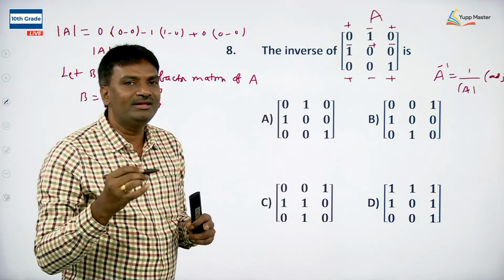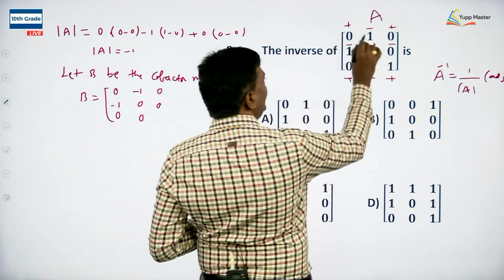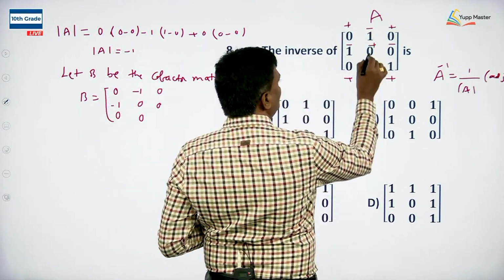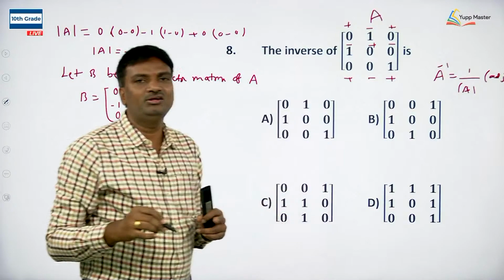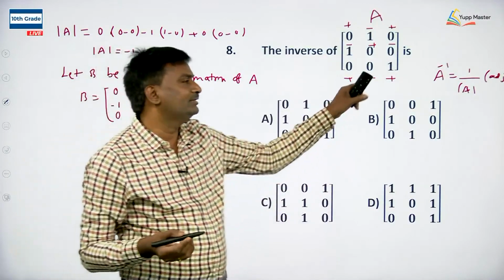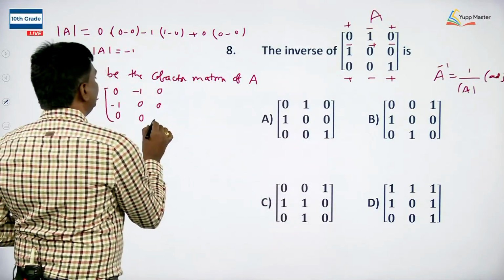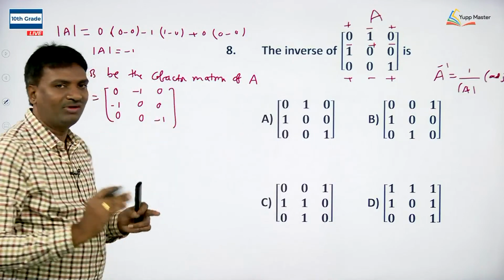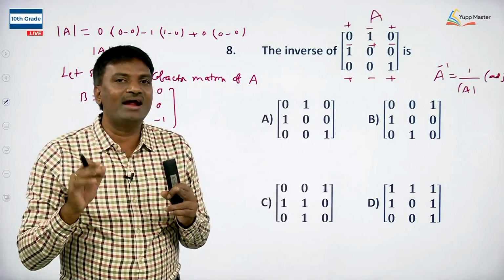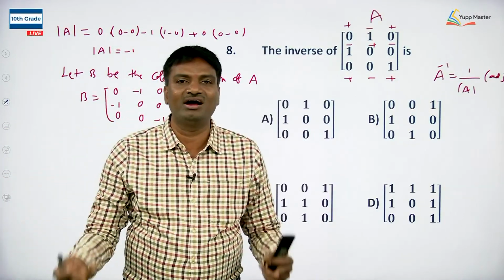Take the last element, that is nothing but 1, eliminate the row and column containing 1, means by eliminating third row and third column, the remaining elements are 0, 1, 1, 0, 0 into 0, 0, minus 1 into 1, 1, that is minus 1. Here the sign is plus, that's why this is minus 1. This is the cofactor matrix of A only, but we have to find adjoint A.